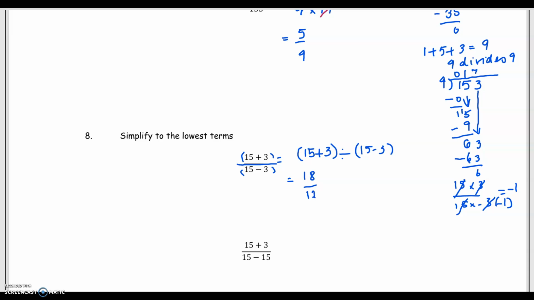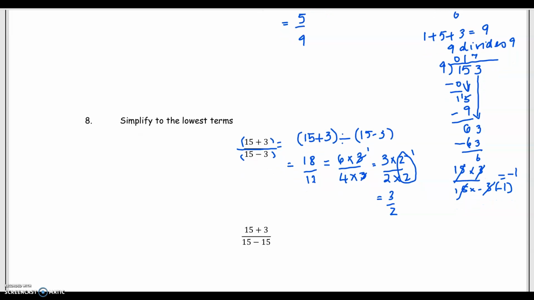And now this 18 divided by 12 is not in the lowest terms. 18 is 6 times 3 and 12 is 4 times 3. The 3's cancel, which means 3 over 3 equals a 1. But then we have 6 and 4, both are even numbers, so it can be broken down further. And the 2's cancel. 2 over 2 is a 1. And we finally get 3 halves.